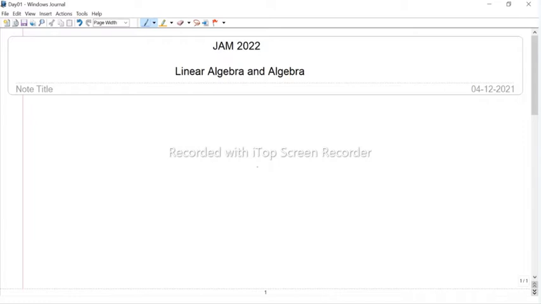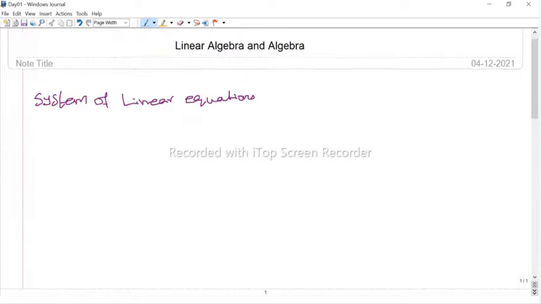We know a single equation. Suppose we have a system of equations. First we are going to discuss the topic system of linear equations. And then our aim is to find the solution of that system of equations. So how does a system of equations look?